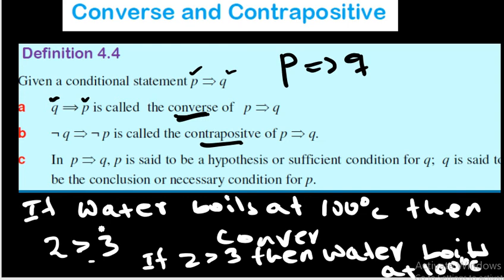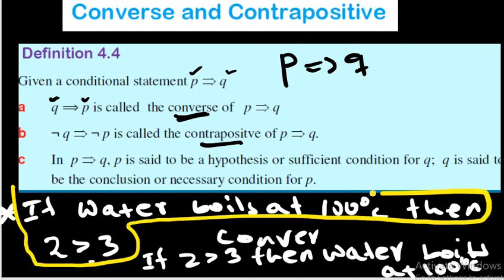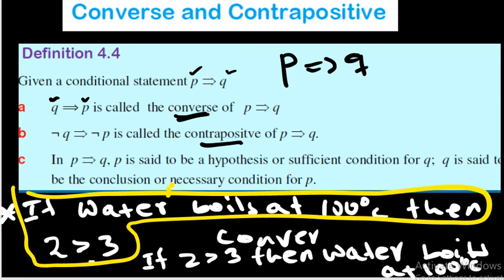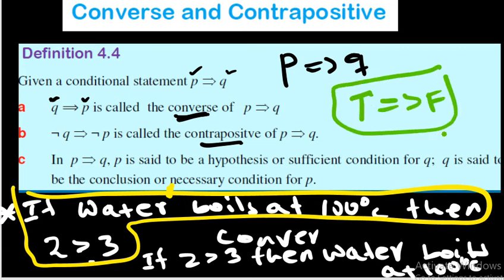No. Try to observe the original statement. It says, if water boils at 100, which is a true statement, the premise is true. But the conclusion, 2 greater than 3, is false. In the case of implication, true implies false is the only case which will be false. So that's going to be false. But if you see the converse, 2 greater than 3, which is false, then water boils at 100, which is true. So false implies true is true. So the truth value of the converse of a given conditional statement is not the same as the original.